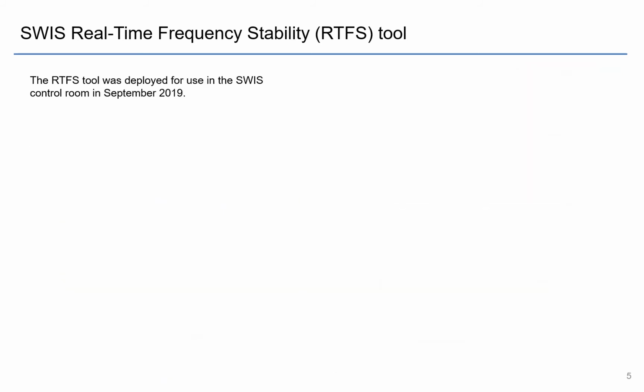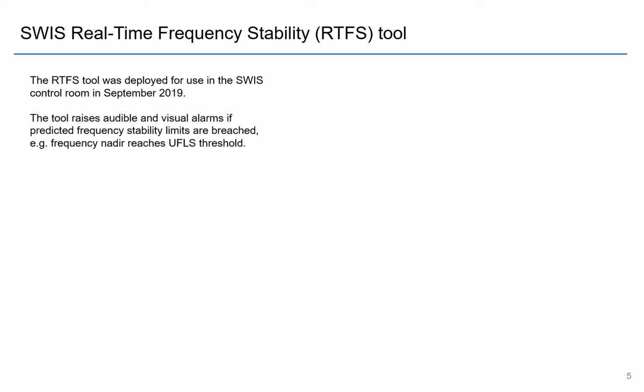So the RTFS tool was first deployed for use in the Swiss control room last year in September, and the tool raises an audible and a visual alarm every time it predicts that the frequency stability limits are breached, and in our case it's when the frequency nadir has reached the threshold, 48.75 Hz.